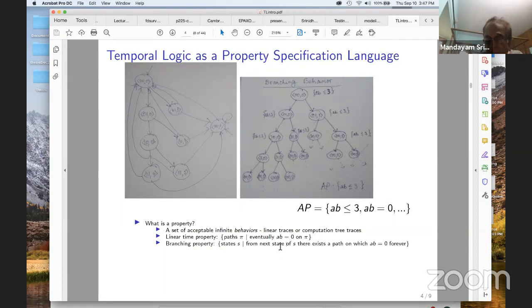Correct. So that is the intention. Those are the kinds of properties that we want to be able to specify, and the temporal logic that we'll be looking at will be defined so that these kinds of properties can be specified, which will be the target for our model checking algorithms.